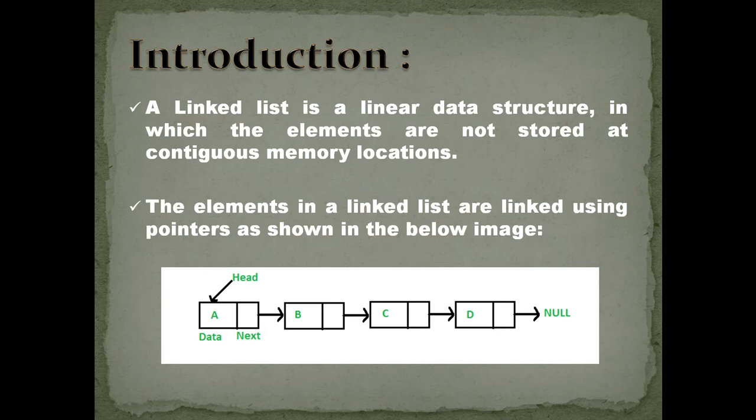You can see in the given figure that there are four nodes which are connected with each other through a link. It is basically an example of a singly linked list. I will explain further what a singly linked list is. Here you can see that the nodes are divided into two parts, the data part and the next part. The head is pointing to the first node and the last node is pointing to null.